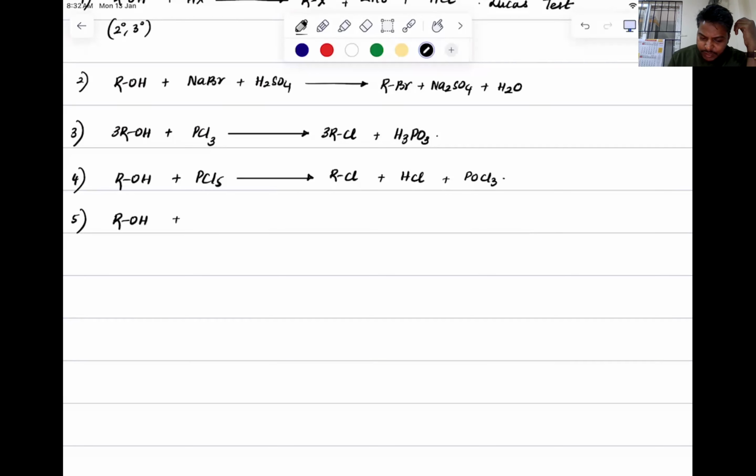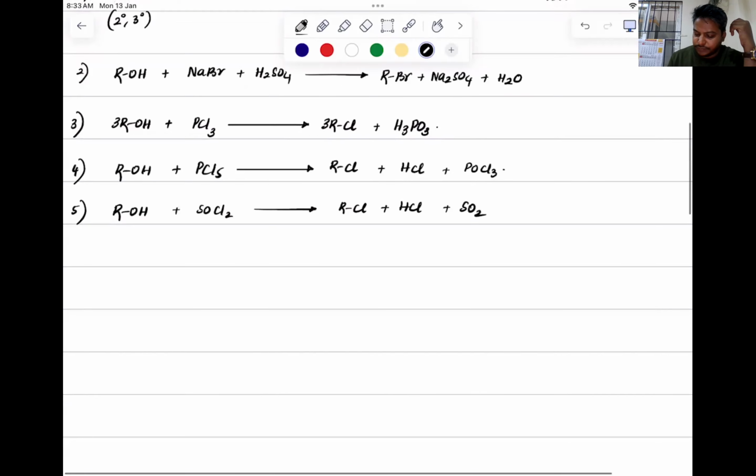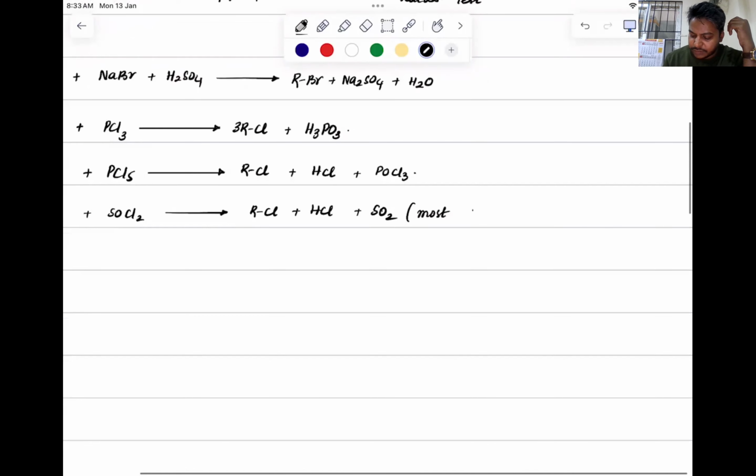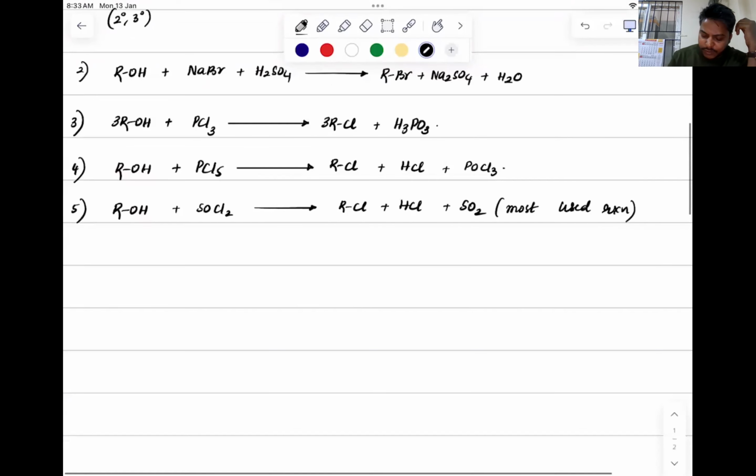Next, alcohols plus SOCl2 will give us RCl plus HCl plus SO2. This is the most commercially viable reaction. Most used reaction. Correct.